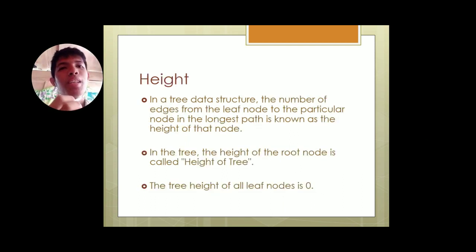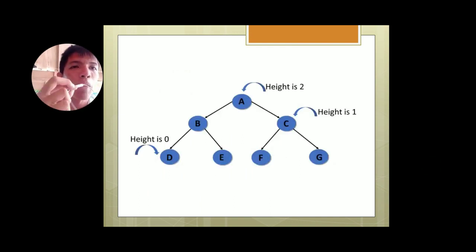Height. In a tree data structure, the number of edges from the leaf node to the particular node in the longest path is known as the height of that node. In the tree, the height of the root node is called the height of the tree. The height of all leaf nodes is 0. So we start at the root. The height of the root is 2, then B and C are 1, then D, E, F, G are 0.